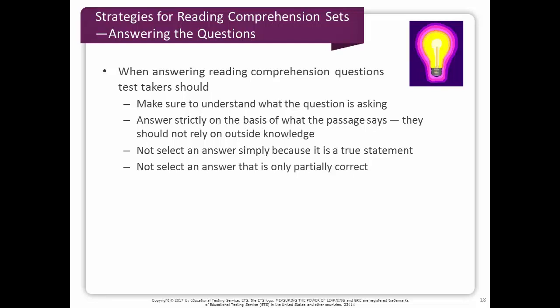Don't select an answer simply because it's a true statement. True statements may be correct but not be applicable in the context. Also, don't select an answer that is only partially correct. These are designed to test whether you fully understand the passage.